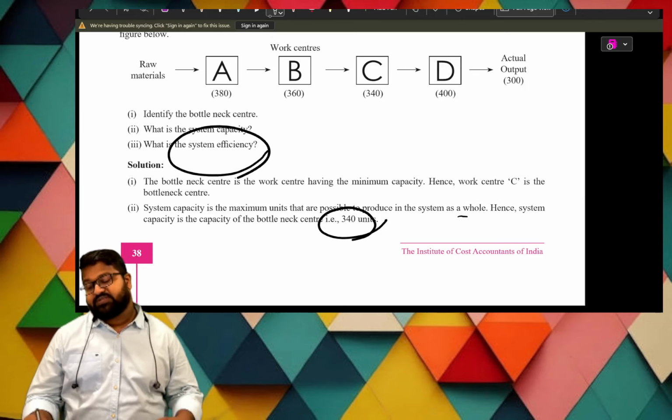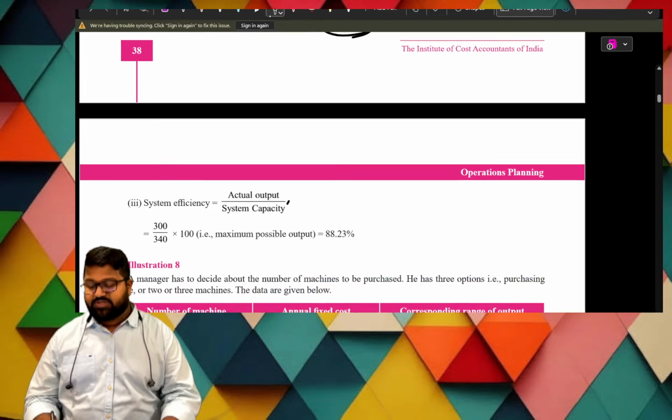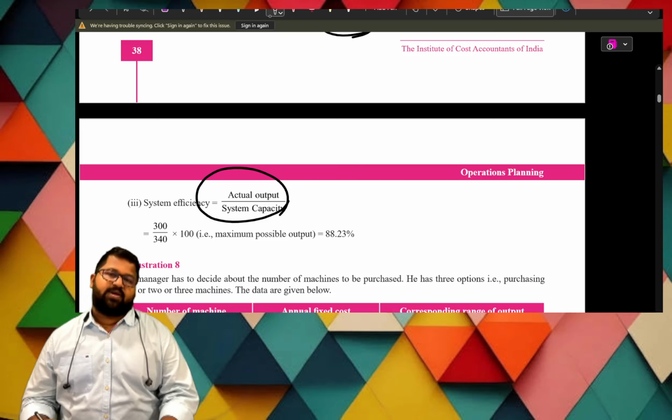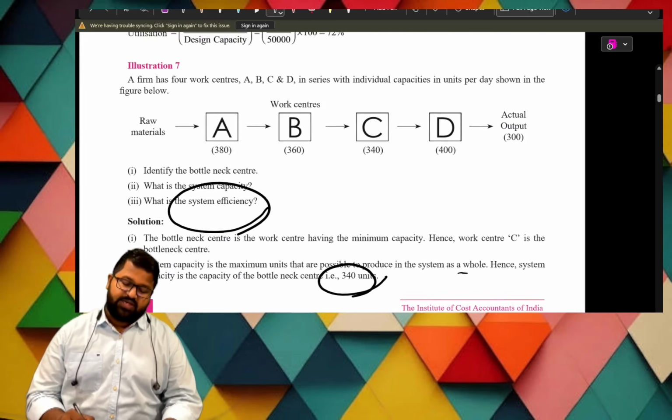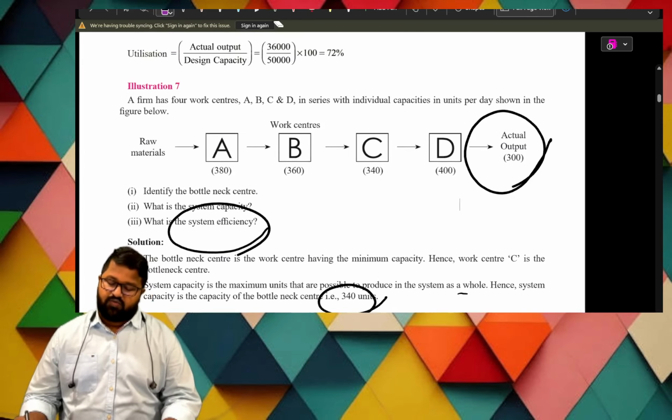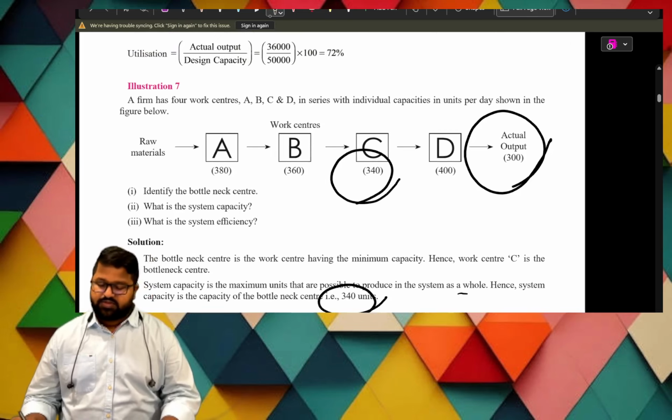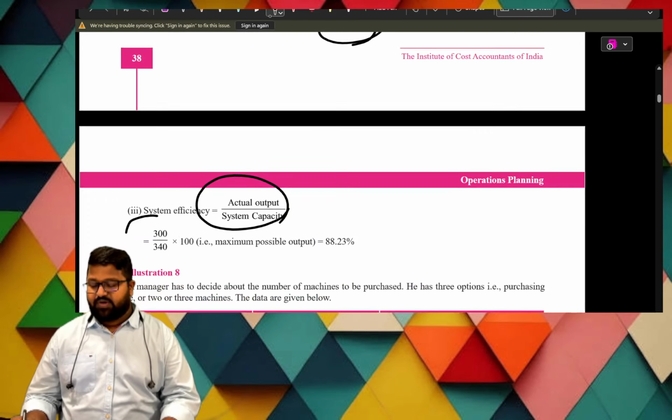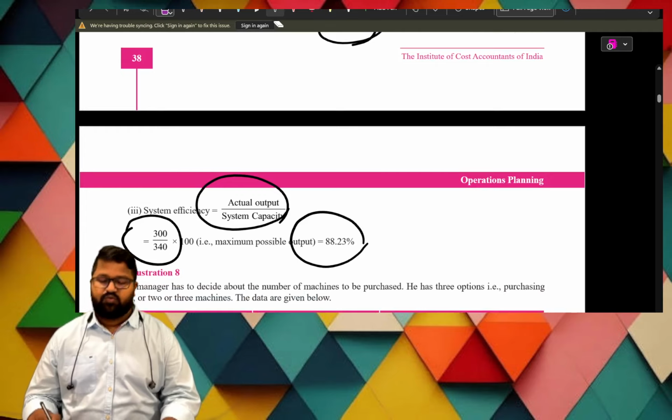What is system efficiency? System efficiency is nothing but actual output divided by system capacity. Here, actual output is how much per day? 300 units is the actual output. However, the system capacity is 340. The ratio is 300 divided by 340. You get 88.23%.